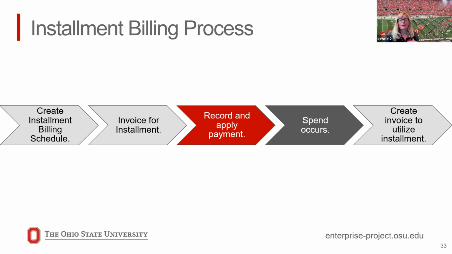And so as spend does occur on the award, there are invoices created for that utilization using the same process as we did for the transaction and LOC to create that utilization invoice. And that will be part of our monthly batch.